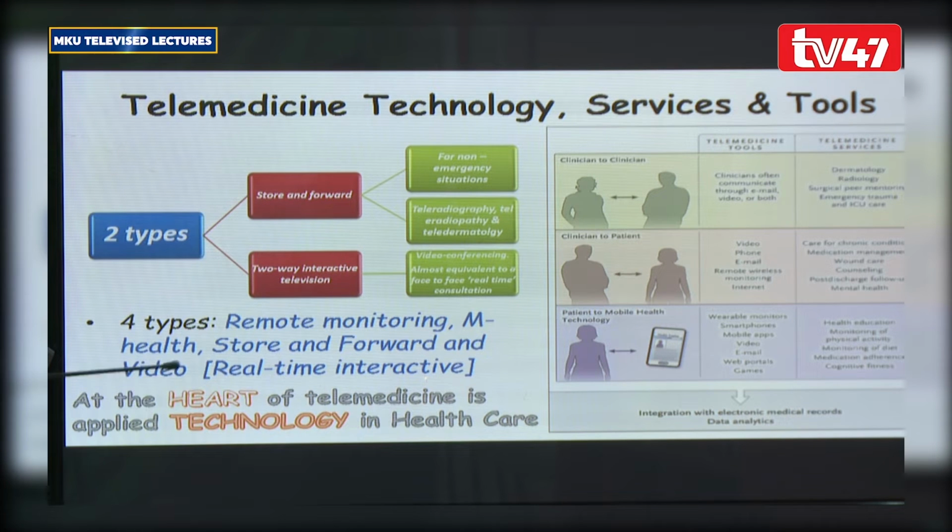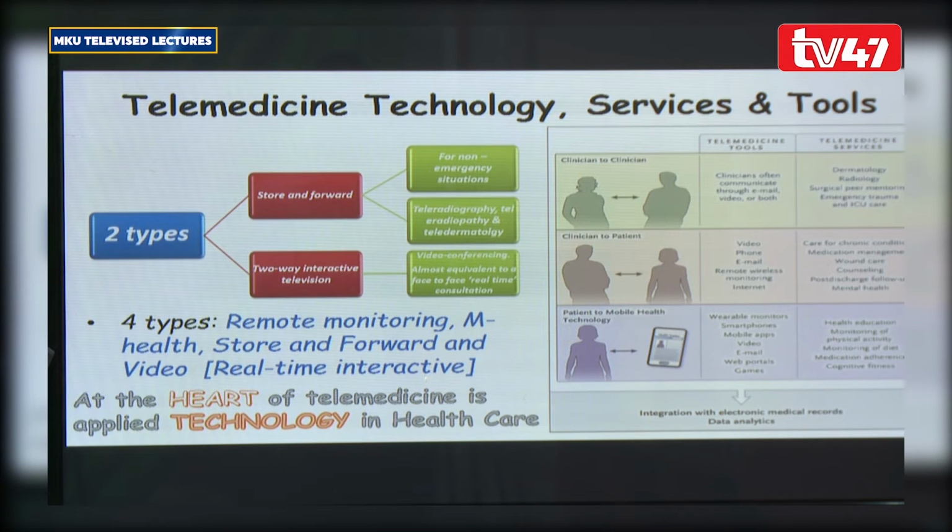And so again, we look at mHealth. Today mobile technology has expanded. People have mobile phones. Me, I have a mobile phone, a smartphone, and most of the students here have mobile phones.